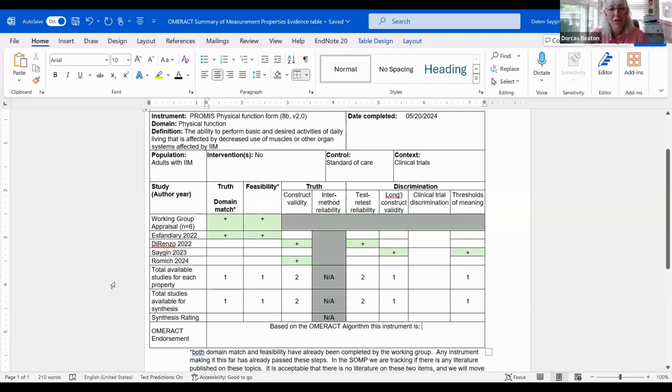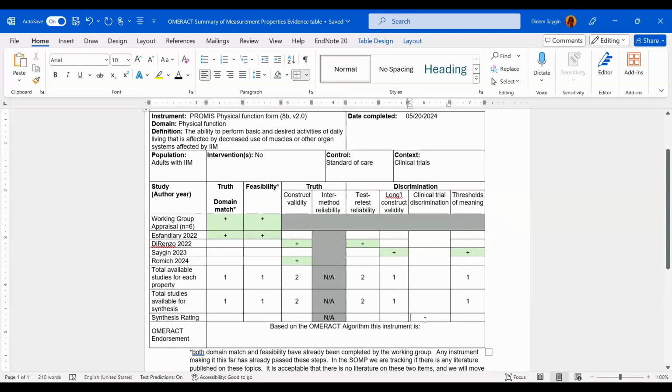Great. So you're absolutely right. Without the clinical trial discrimination, your synthesis for that measurement property would be a white, because there's an absence of information. It doesn't mean it's not good. None of this means it's not good. It's just that you don't have the information yet. And so that would lead you to saying that it's not yet ready for the overall endorsement.